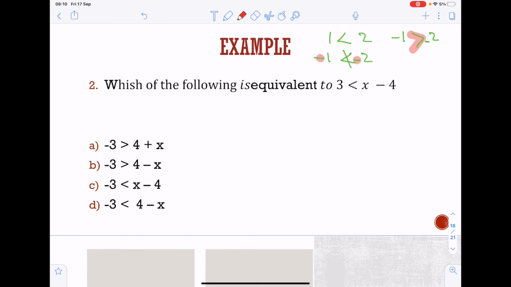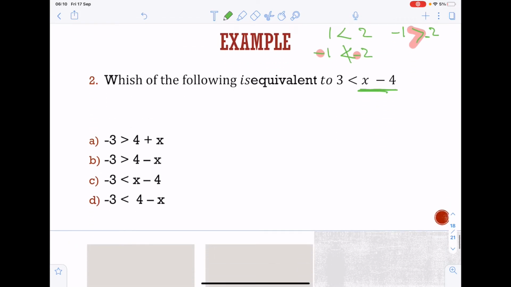So when we multiply the inequality by a negative, we have to switch the sign. Let's see here in the first one, we have x minus 4. So this is x minus 4 as well. But here this is negative 3 and this is 3, so they are completely different, so it's not C.